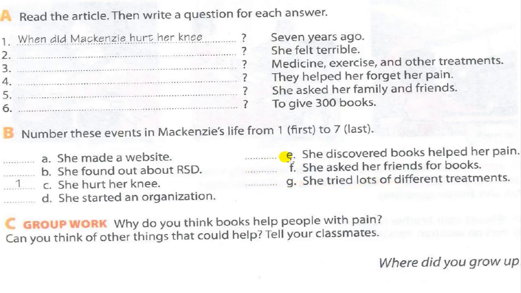4, E: she discovered books helped her pain. So number 4, E. Five, F: she asked her friends for books. Six, A: she made a website. 7, D: she started an organization.